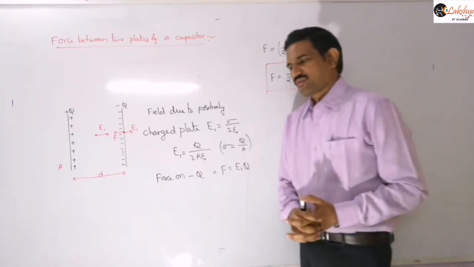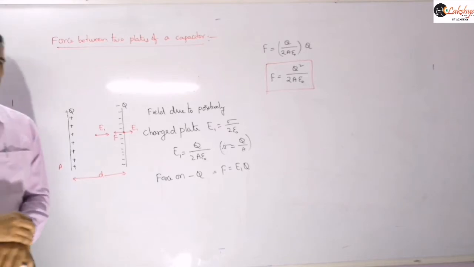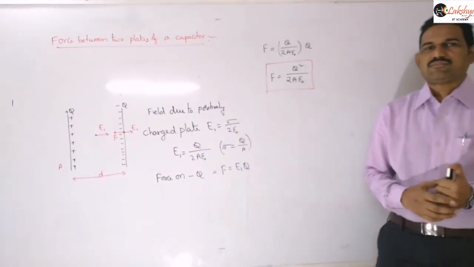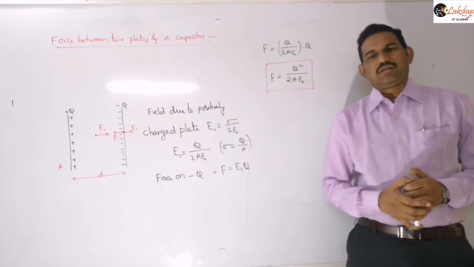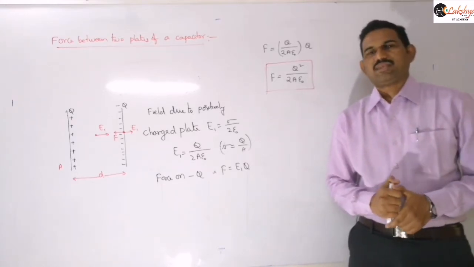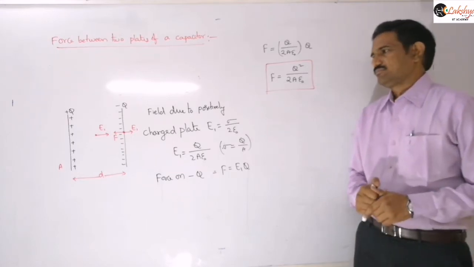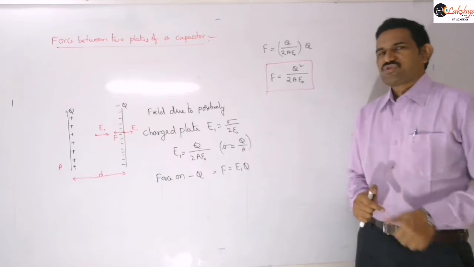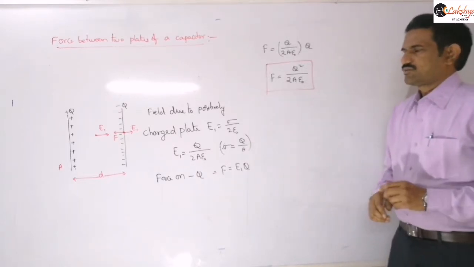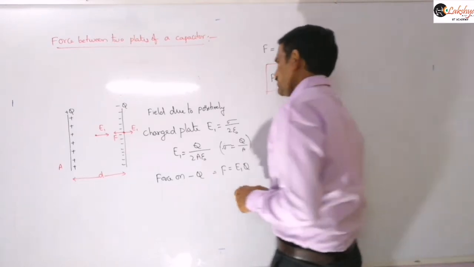As both the plates of the capacitor carry opposite charge, there exists an attractive force between the two plates, which can be calculated as follows. So then write this calculation here, and from this expression we can conclude some points here. So let us write those points here.